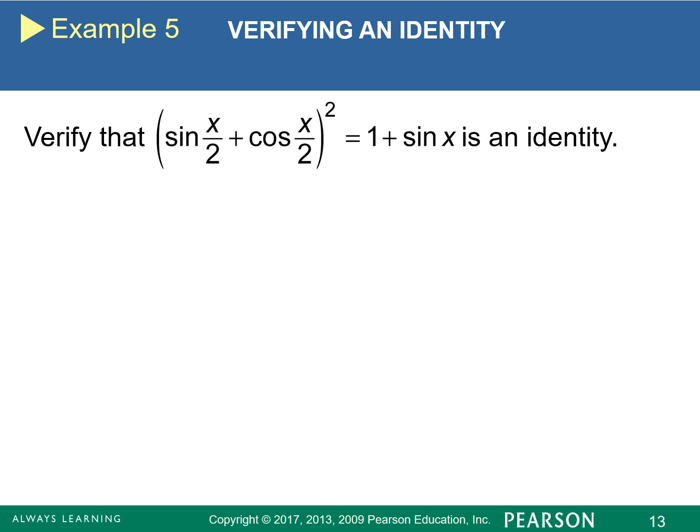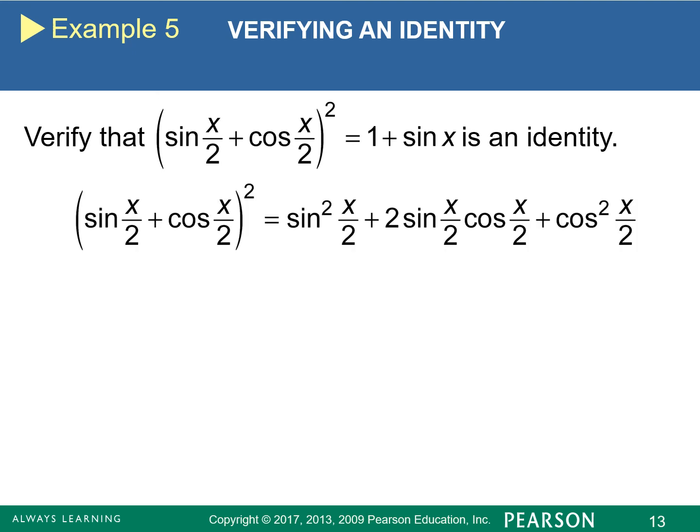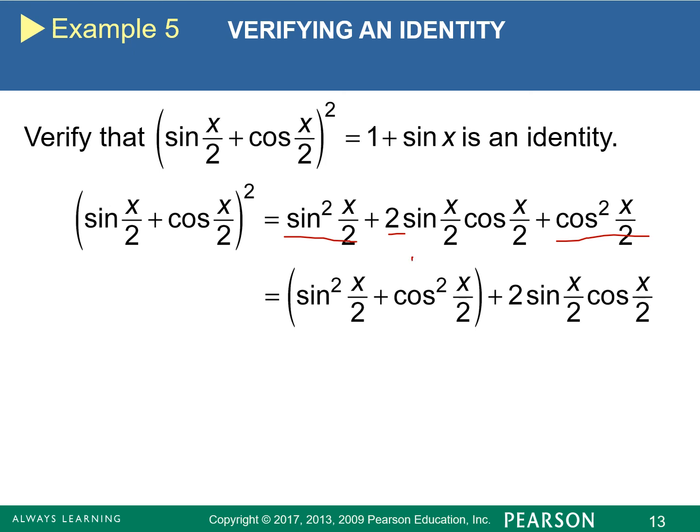Now, how would I verify that sine x over 2 plus cosine x over 2, all squared, is equal to 1 plus sine of x? You want to start with the more complicated side and just multiply it out. Remember that 2 right there. Now you see you've got sine squared x over 2 and cosine squared x over 2, and that's going to be 1, plus 2 sine x over 2 cos x over 2. So this becomes 1 plus sine of 2 times x over 2, using the double angle identity. And this becomes 1 plus sine of x.